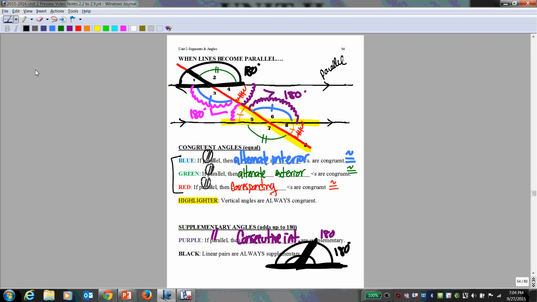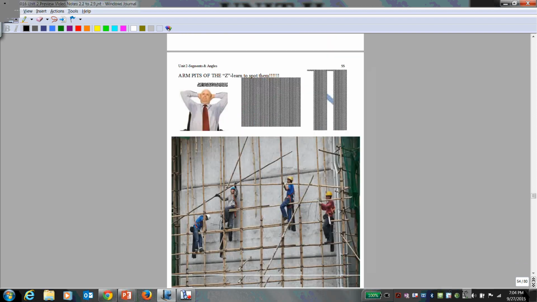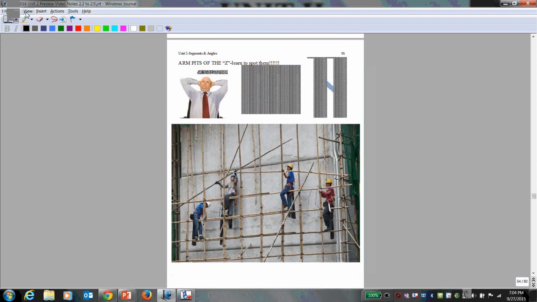Okay. Super important, you know what's equal and under what circumstance and what is supplementary. Let me give you a few things to help you remember these.